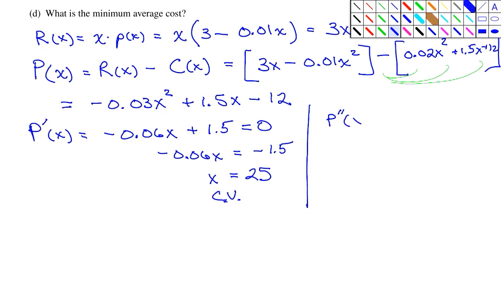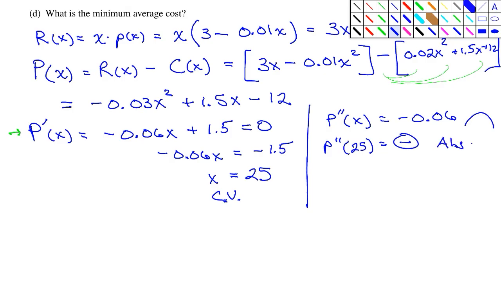So I'm going to use the second derivative test. The second derivative of the profit function, I'm going to start with the first derivative, and I'm going to take its derivative, and its derivative is really just negative 0.06. There are no x's left in this function, which means this function is always concave down. Since it's always concave down, that means no matter what I put in for the critical value here, 25, it's always going to be negative. It's always negative 0.06. So that does demonstrate that it is an absolute maximum by the second derivative test for absolute extrema.